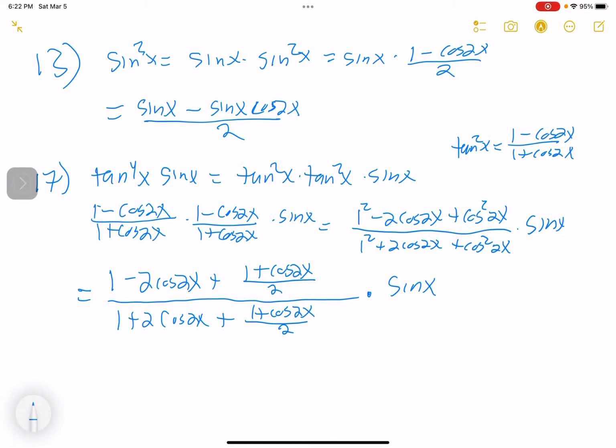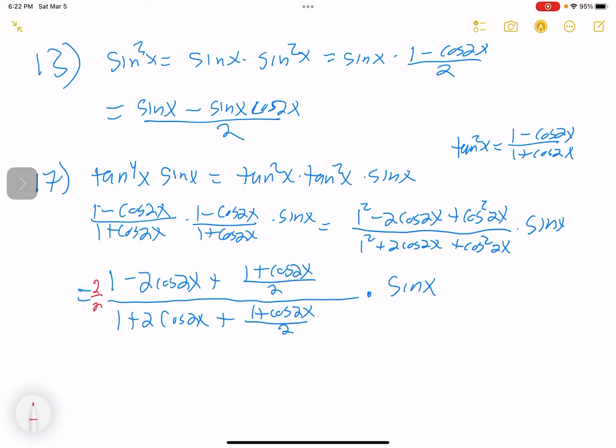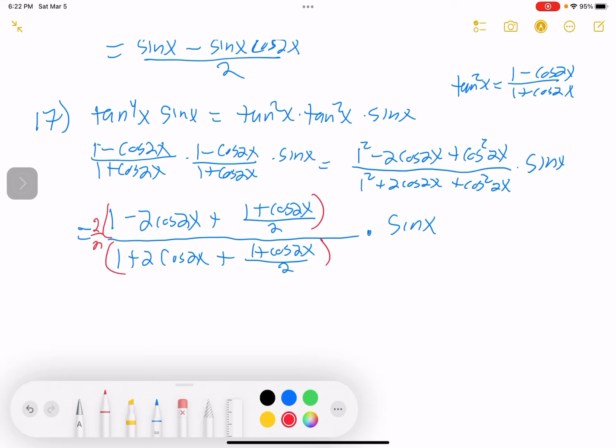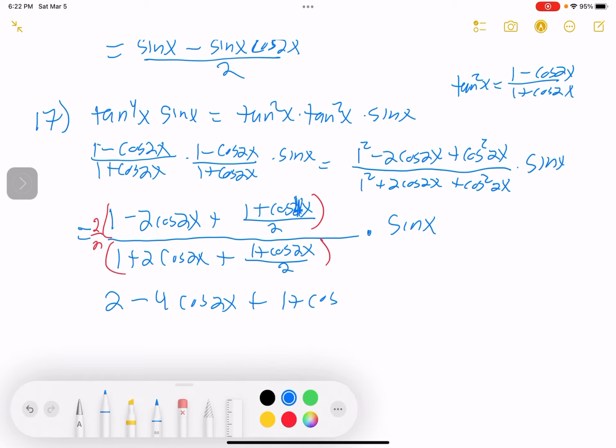Now, I want to clear out those fractions. That's something that doesn't make me happy, having the fractions in there. So I'm going to multiply the numerator and denominator by 2 over 2. And that's going to give me 2 minus 4 cosine of 2x plus 1 plus cosine of, oh, this should be a 4x. It was already a 2x. Let me just clean that up.